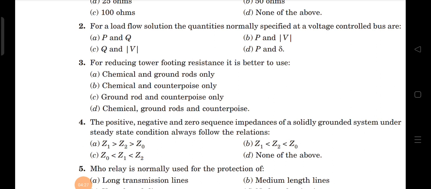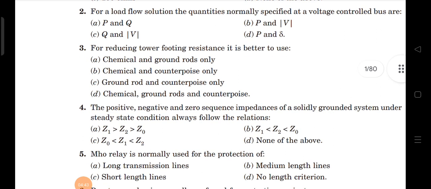Okay, next, fourth question. The positive, negative and zero sequence impedances of a solidly grounded system under steady state condition always follow the relation. For a solidly grounded fault, positive sequence impedance is greater than negative sequence impedance, which is greater than zero sequence impedance, right? Z1 indicates positive sequence impedance, Z2 indicates negative sequence, Z0 indicates zero sequence. That means Z1 is greater than Z2 is greater than Z0. That is the first option.